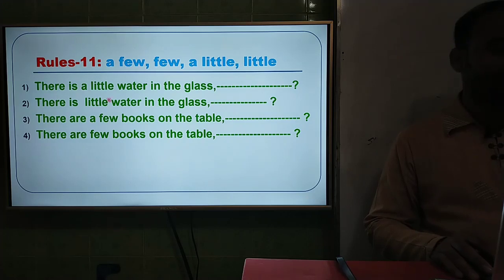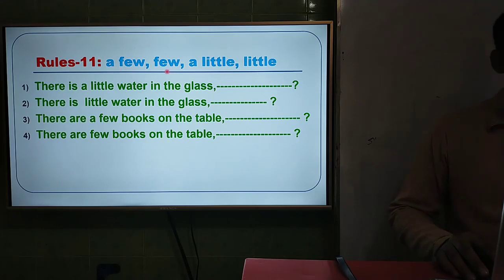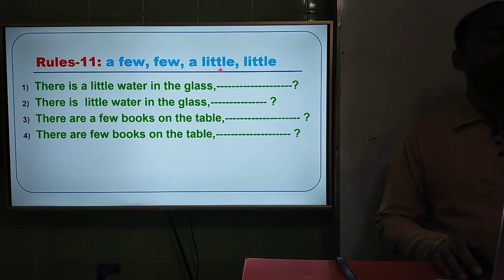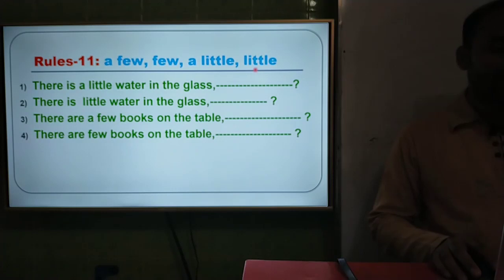And this rule is, a few, a little. This is very interesting. If you get "a few" in any sentence, this is an affirmative sentence. If you get only "few", this is a negative sentence. If you get "a little", this is an affirmative sentence. If you get only "little", this will be a negative sentence. According to the rules of tag questions, if the sentence is affirmative, the tag question will be negative, and if the sentence is negative, the tag question will be affirmative. So come to the discussion.